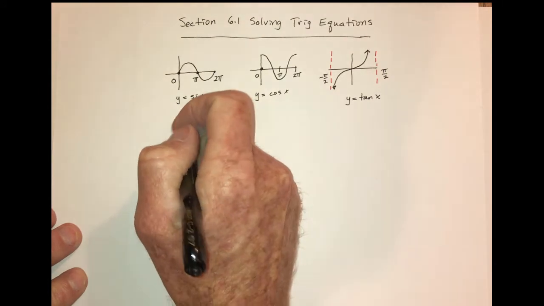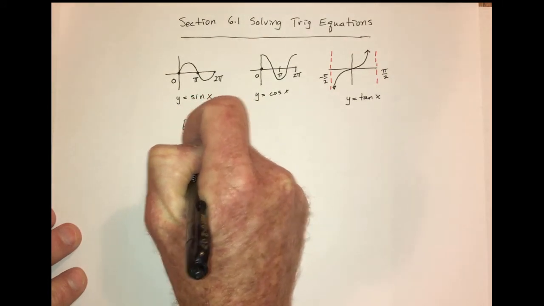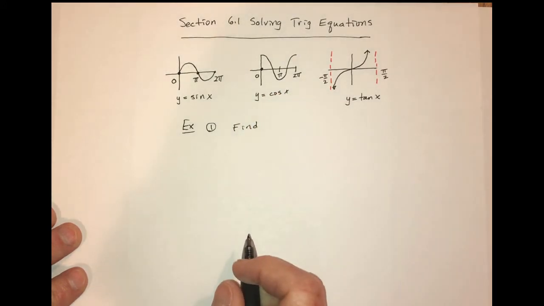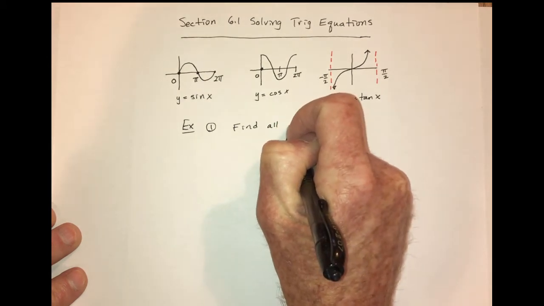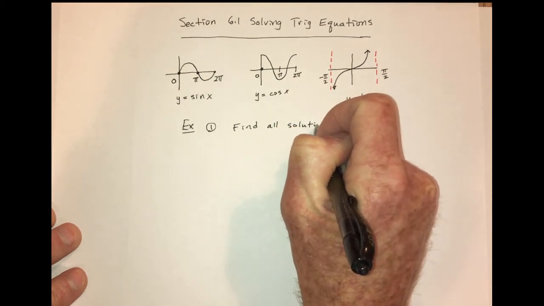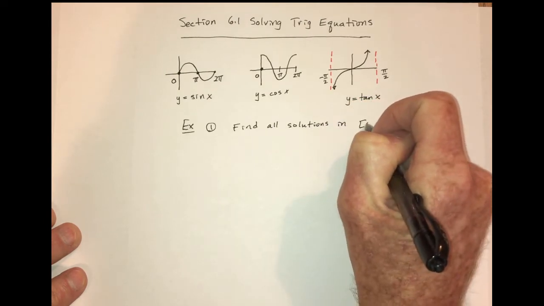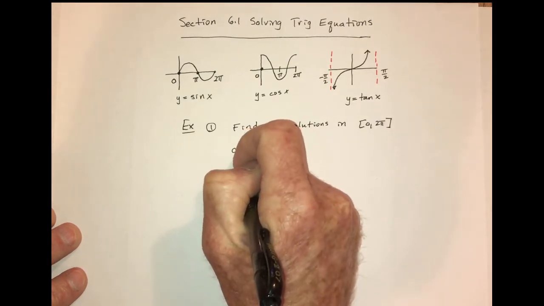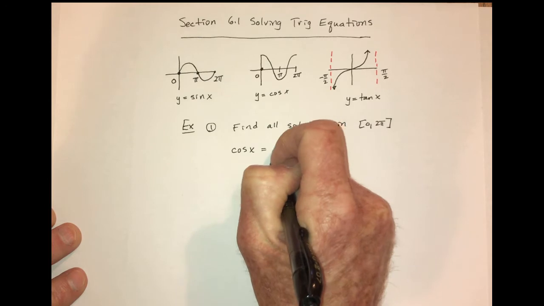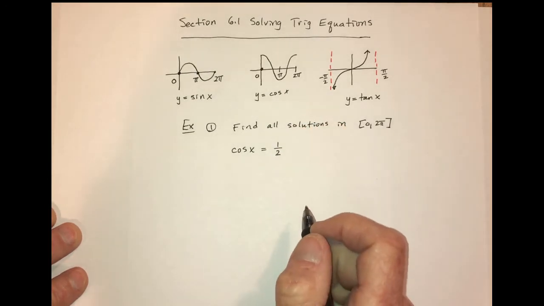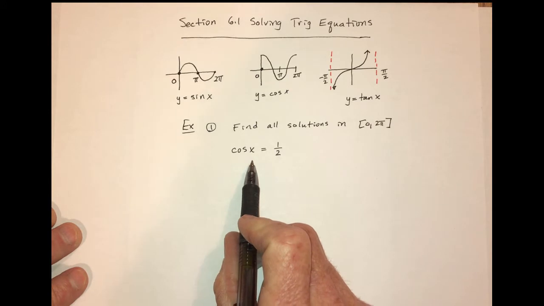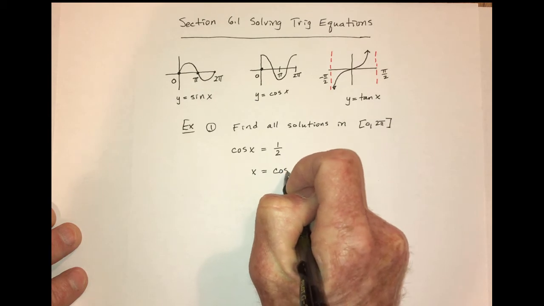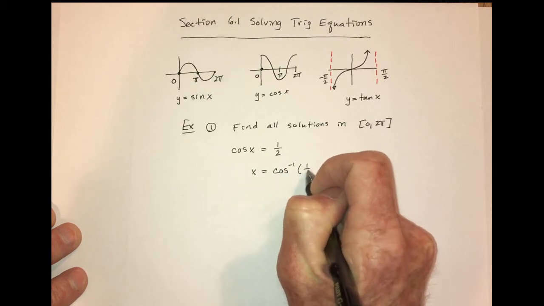Now let's get to solving some trig equations. So for example number 1, we're going to be working with radians, so find all solutions in the interval from 0 to 2 pi. The first one, cosine of x is equal to a half. So you could use the calculator and take cosine inverse of both sides. You'd get x equals cosine inverse of a half.